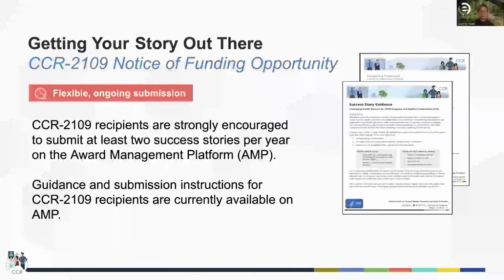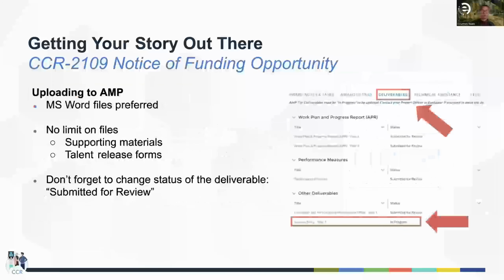Let's go ahead and go to the next slide, which includes a screenshot of the award management platform. A couple of things to highlight. When you log into AMP, the deliverables tab on the award page is where you can find success story submissions. You can submit both of your stories for year 1 to this portion of the platform, and that's the box you see highlighted at the bottom.